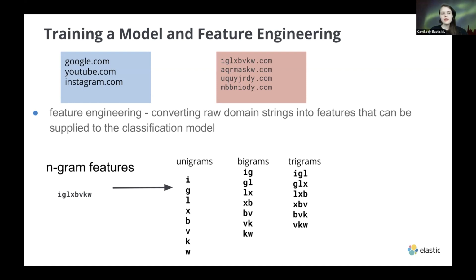Through a process of iteration, we found that breaking up a domain into unigrams, bigrams, and trigrams gives us a pretty good result, and is also fairly easy to achieve in the Elastic Stack using painless scripts. So this is what we ended up using for this use case. And here at the bottom of the slide, I've illustrated what this feature engineering process would look like in practice. Here on the left, this is a malicious domain, and you can see that by expanding it into unigrams, bigrams, and trigrams, we simply break it up into substrings of different lengths.